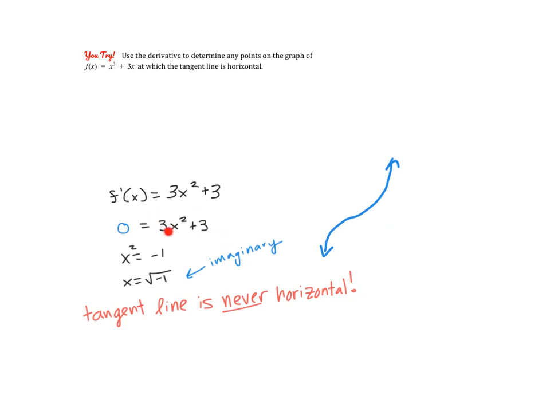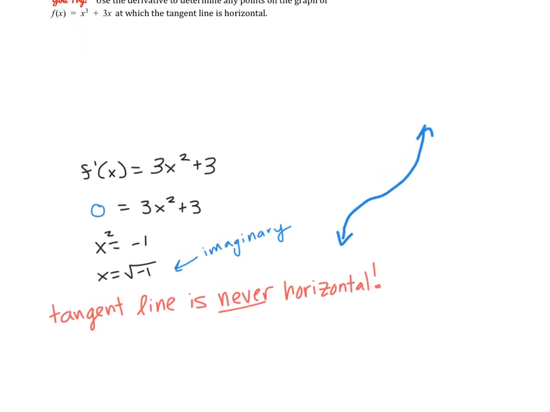Another thing you can look at is your derivative. This derivative is a function as well, and this function is a parabola that's above the x-axis. So we see that our slope is always going to be positive, and therefore it will never be 0. So in this case, we never have a tangent line that is horizontal.